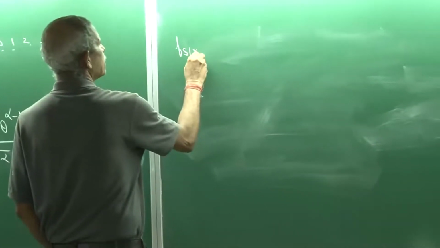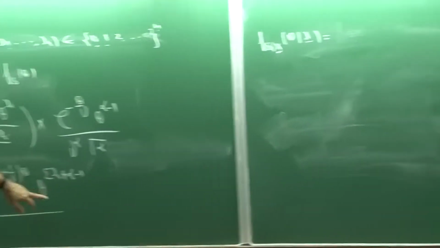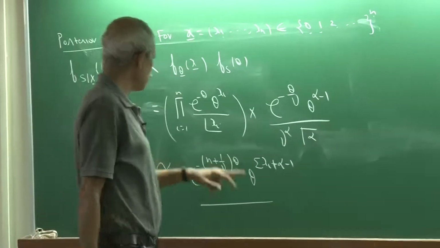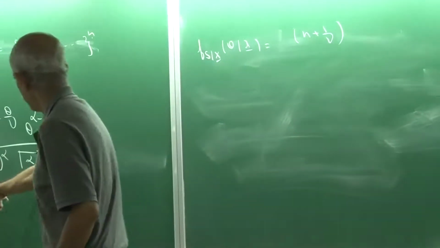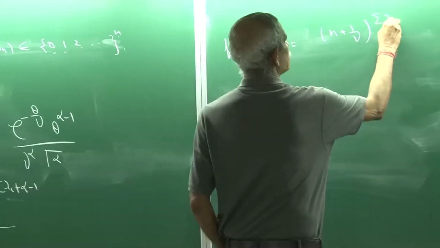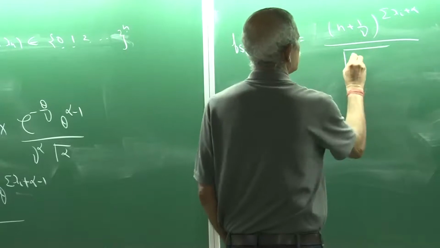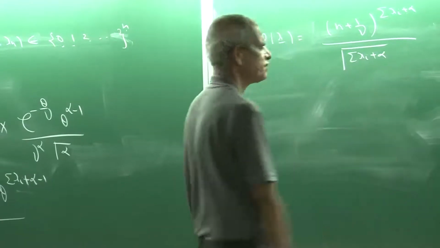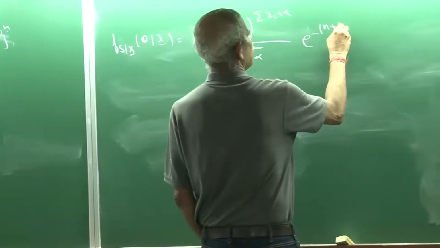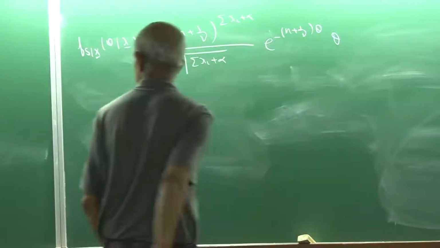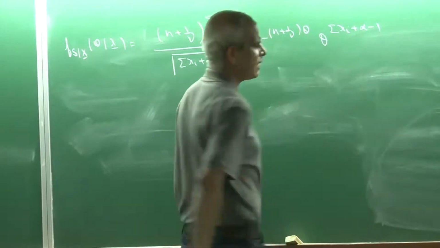So f of s given x, theta given x, turns out to be, what would be the normalizing factor? So n plus 1 by nu to power summation xi plus alpha, divided by gamma of summation xi plus alpha, e to power minus n plus 1 by nu theta, theta to power summation xi plus alpha minus 1.